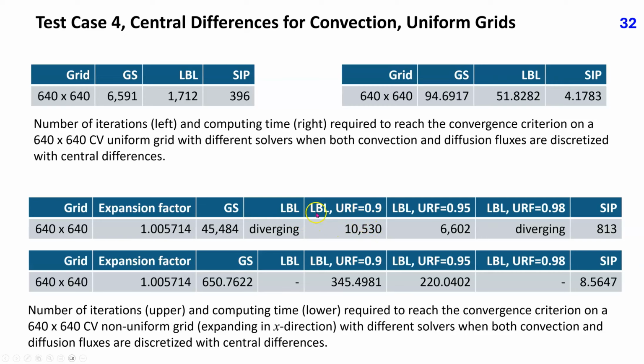A converged solution is obtained after 10,530 iterations. Increasing the under relaxation factor to 0.95 reduces the number of iterations to 6,602. However, divergence occurs if we increase the under relaxation factor further to 0.98.